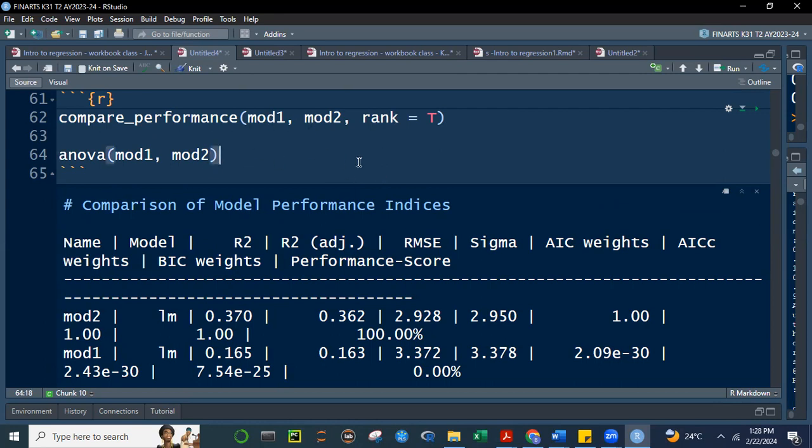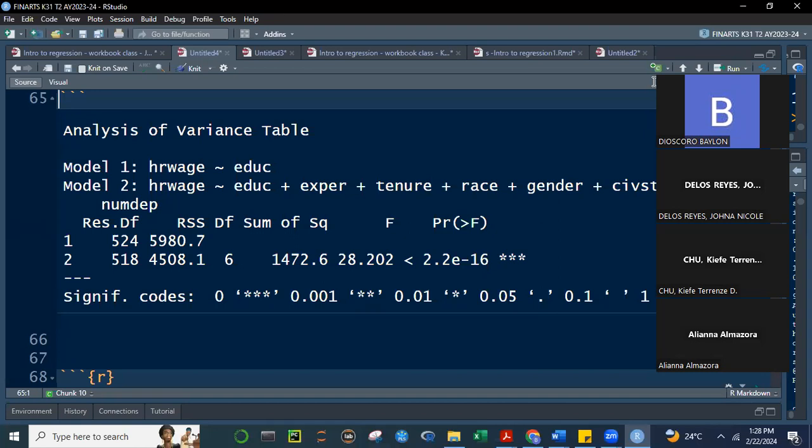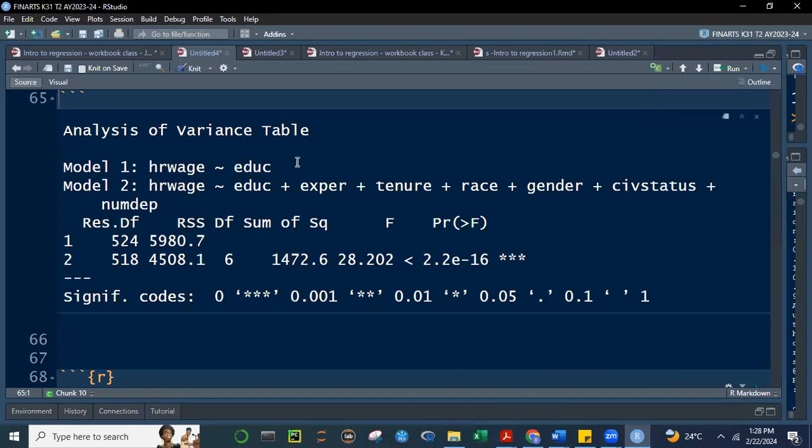Which is the same as yung ANOVA naman natin, class, statistical test on. Okay, so the null hypothesis here is that the restricted model, which is model number 1 here, is the better model. And based on the p-value, which is practically 0, so this is 3 stars, which means this is significant at the 0.1% level.